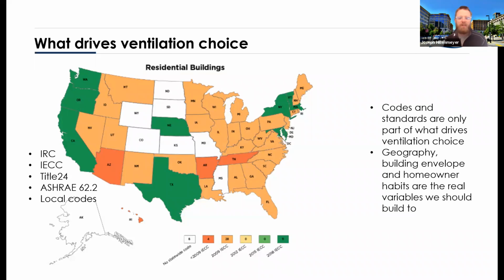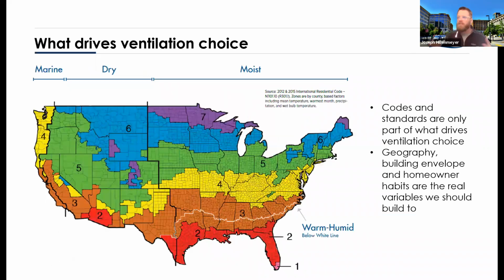But to really deliver on these promises, we need to build to geography and envelope. And one thing I'll get into significantly is we need to build to homeowner habits, because people are going to live in these homes. And that's an important consideration when you're designing to manage for humidity. The first thing we would want to look at is what climate zone we're in. Obviously that's going to have a huge impact on which ventilation solution we actually choose, because of what other attributes we're going to need to manage when we bring that air in.